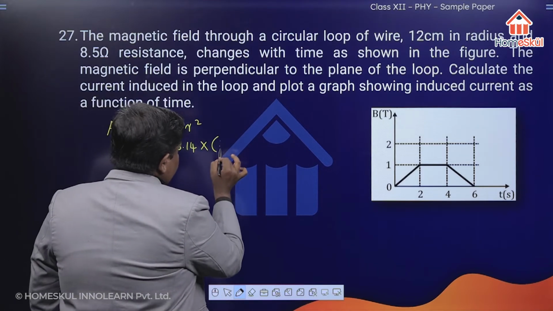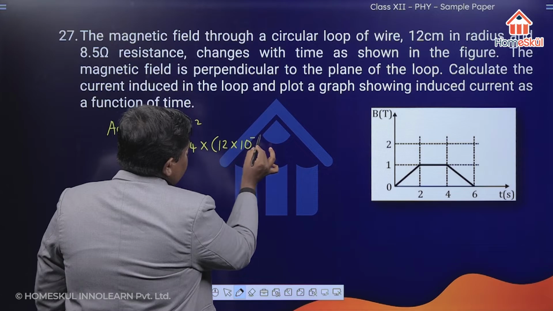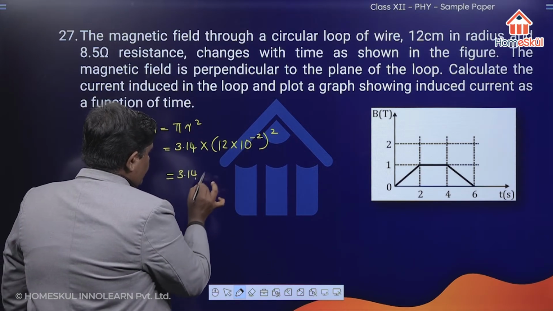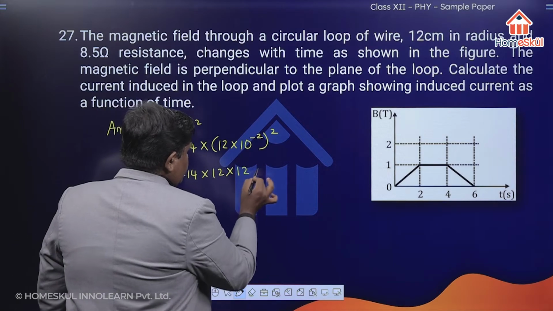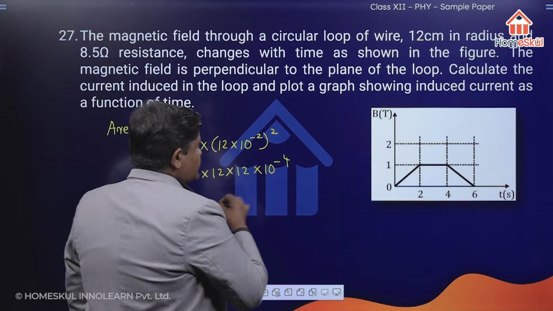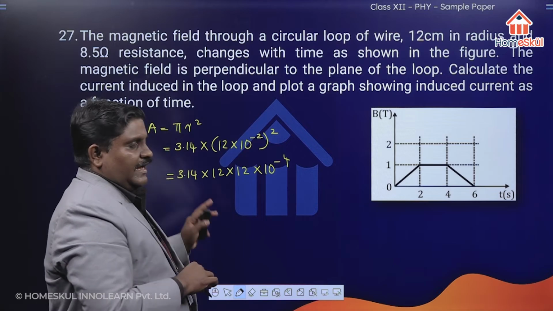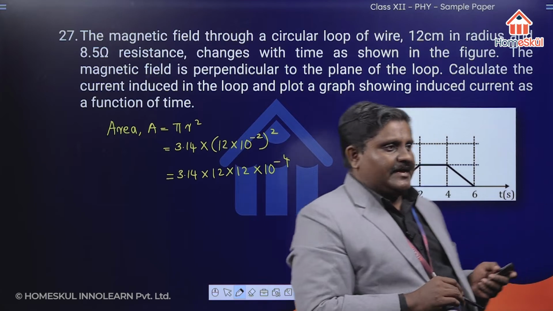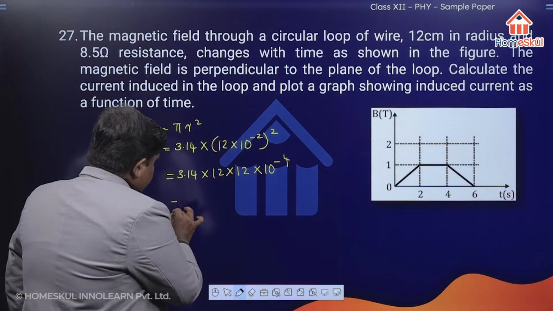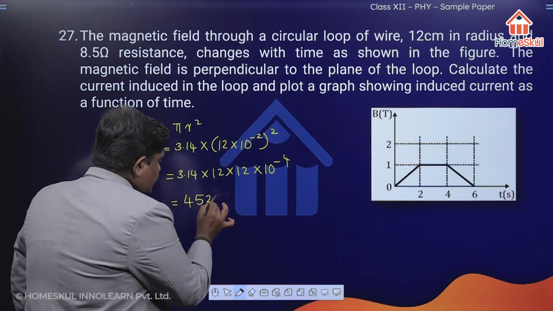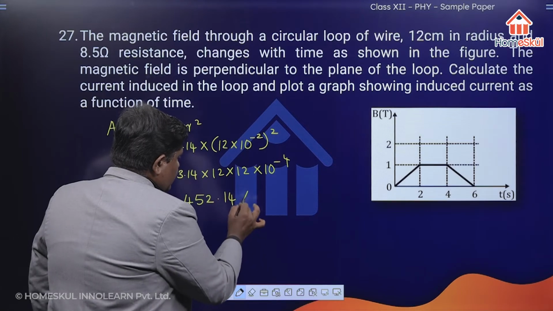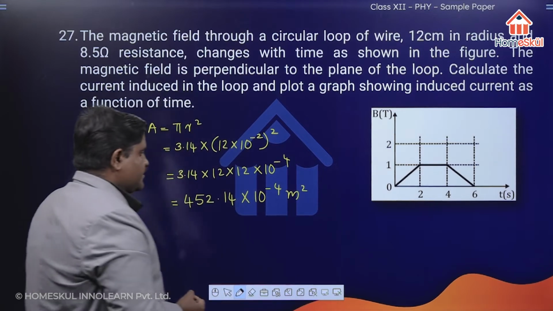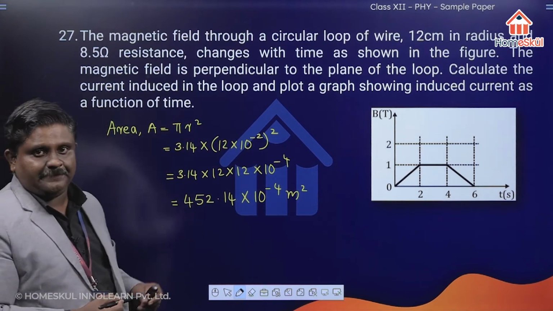So here we have to convert that centimeter into meter. That is (12 × 10^-2)^2, which is equal to 3.14 × 12 × 12 × 10^-4. Okay, then while we are calculating this, we get the value as 452.14 × 10^-4 m². So this is the value of area.